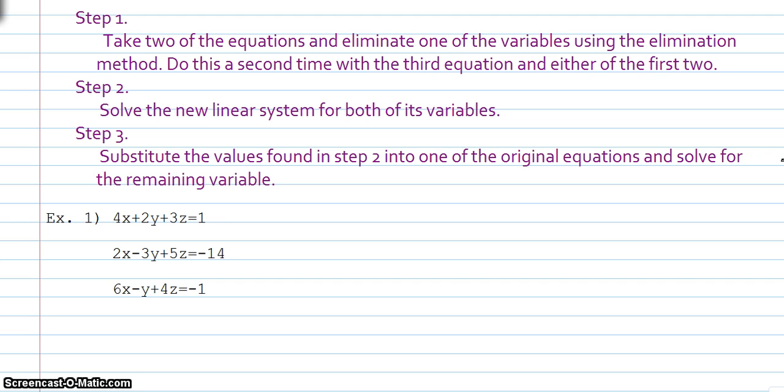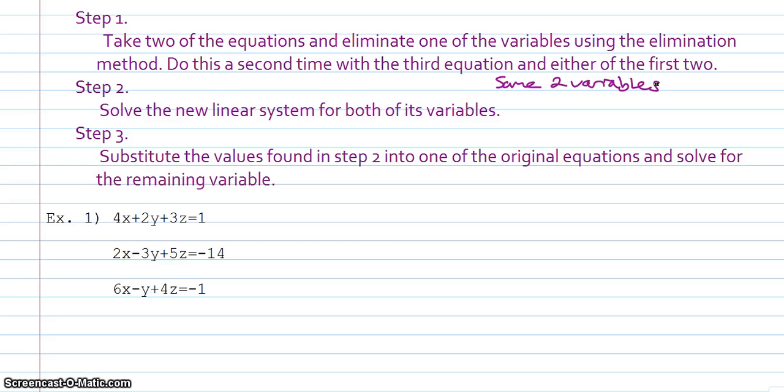Step 1. Take two of the equations and eliminate one of the variables using the elimination method. Do this a second time with the third equation and with either of the first two. Now make sure we get it into the same two variables, because if you solved for x and y in one set of equations and then y and z in another two, you haven't really helped yourself anywhere.